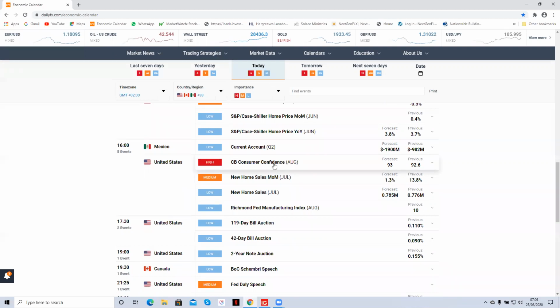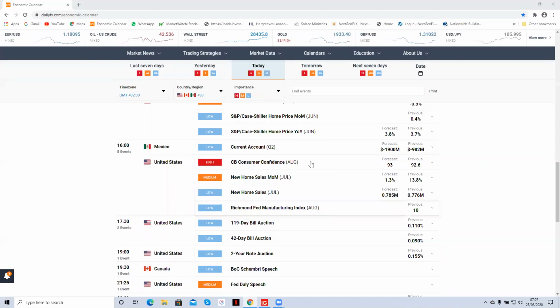The Conference Board Consumer Confidence Report just measures consumer activity and consumers' confidence in the economic state of the country. So of course, if the figure is increasing, it shows that consumers are confident about the economy and their spending, and it shows that the economy is getting better. If that figure is reducing, it shows that consumers don't have much confidence in the economy and they spend less, and that's not good for the economy.